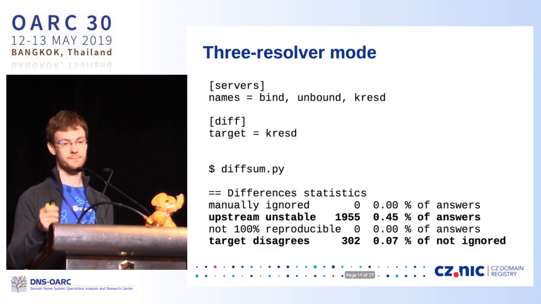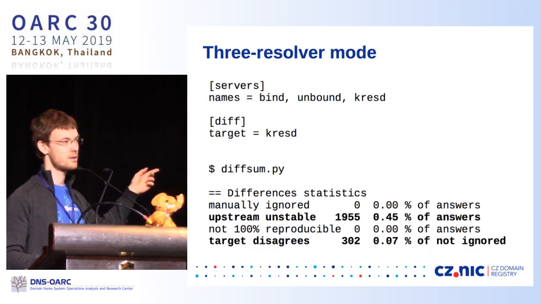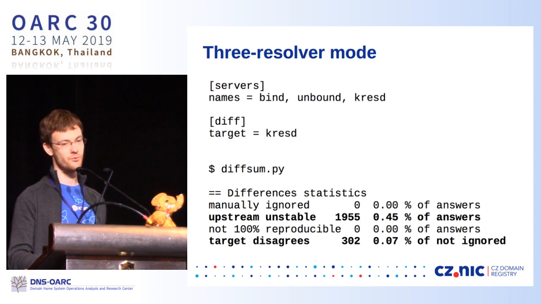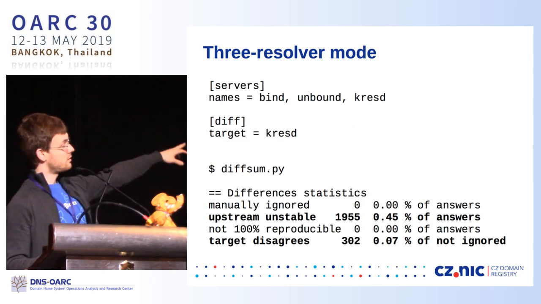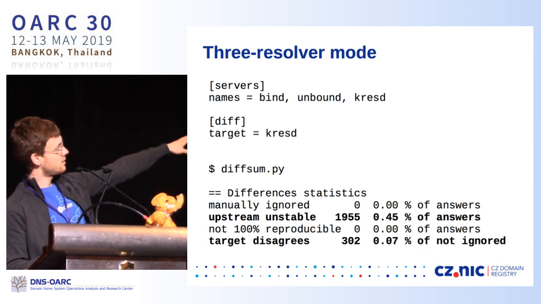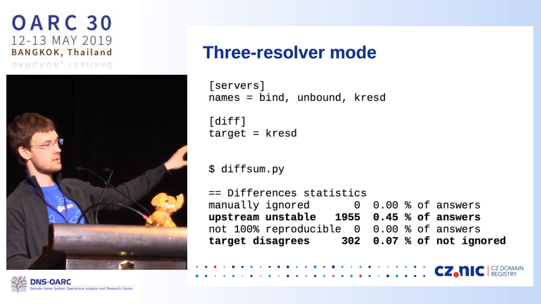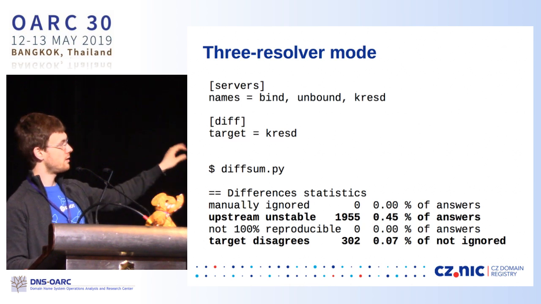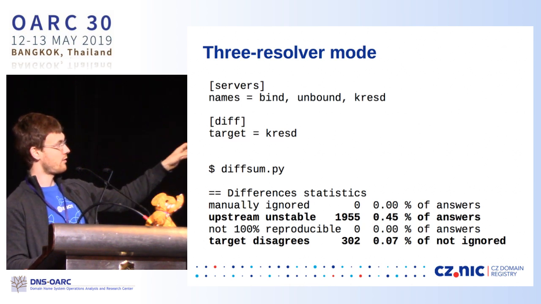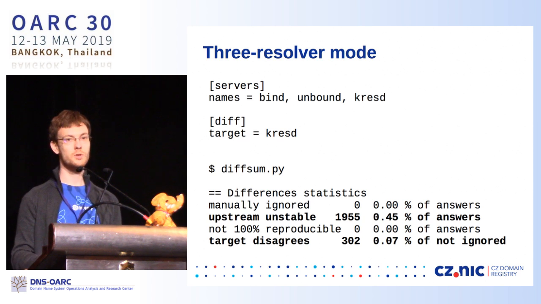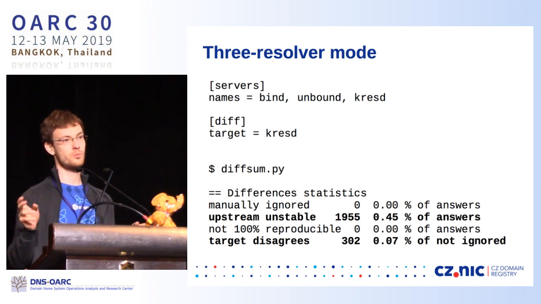Okay, so this is an example of the statistical output from the testing tool. Again, the query is sent 3 times, and the bold line, the line which reads upstream unstable, basically says that on this data set, BIND and Unbound didn't agree in 0.45% of cases, which means we had a data set of around 500,000 queries, and 2,000 of them didn't match between BIND and Unbound.